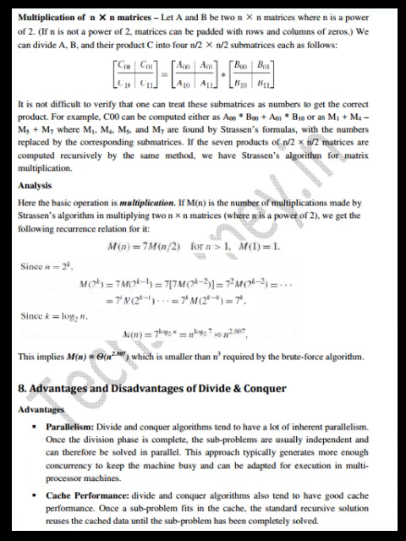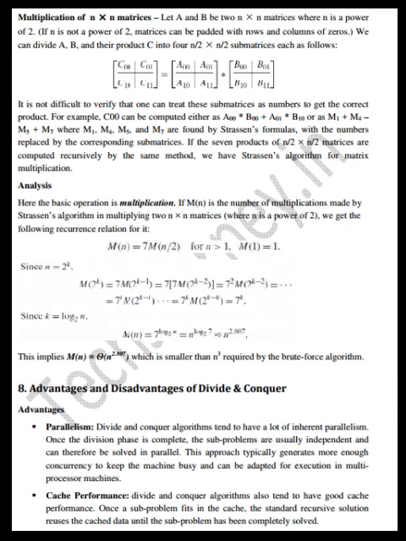It is not difficult to verify that one can treat these submatrices as numbers to get the correct product. For example, C00 can be computed either as A00 star B00 plus A01 star B10, or as M1 plus M4 minus M5 plus M7, where M1, M4, M5 and M7 are found by Strassen's formula with the numbers replaced by the corresponding submatrices. If the 7 products of n by 2 by n by 2 matrices are computed recursively by the same method, we have Strassen's algorithm for matrix multiplication.